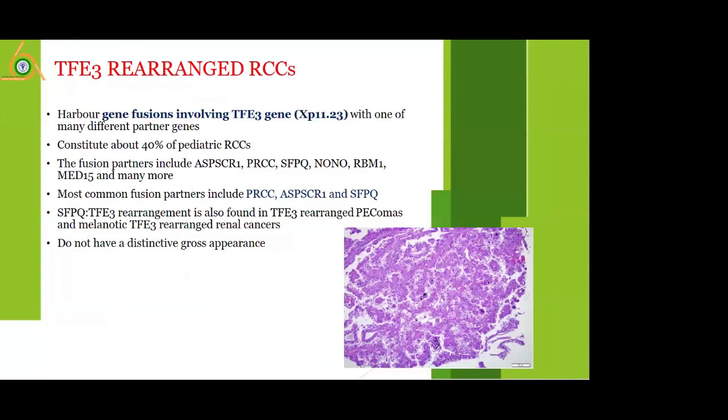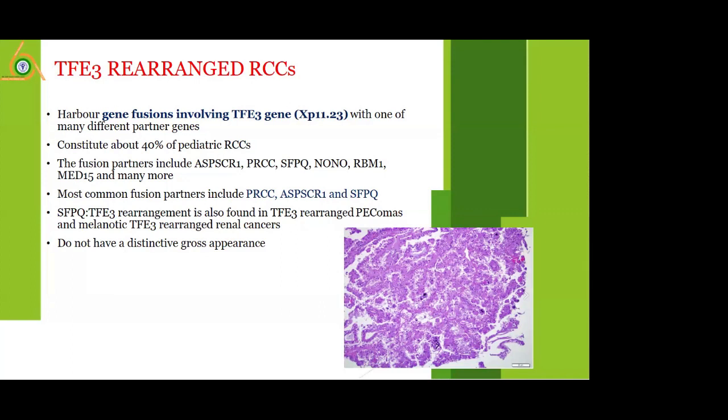In this particular entity, we have three types of tumors. The most common is TFE3-rearranged RCC, which I'm sure most of you have seen, or if not seen, probably have read about it. It's quite known now in the public domain. So TFE3-rearranged RCC is the most common. What is the molecular change here?